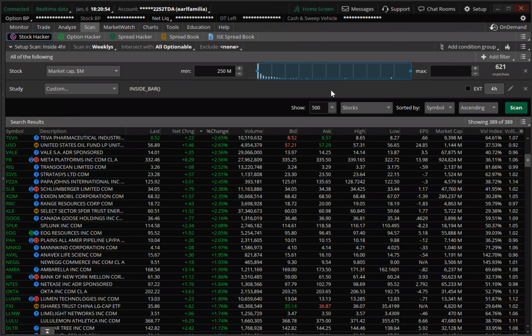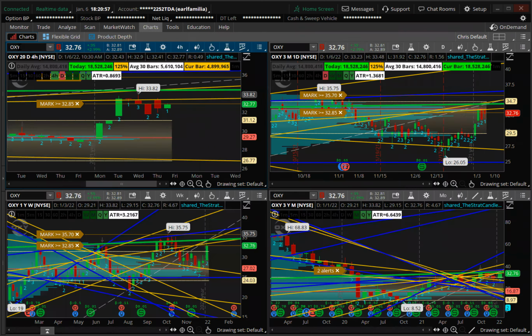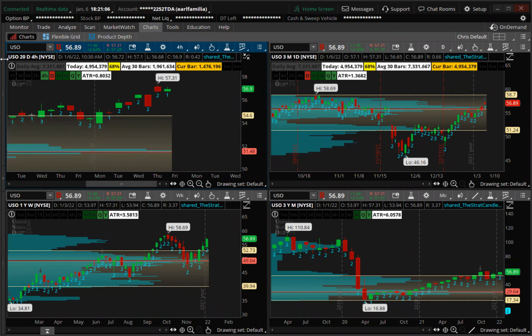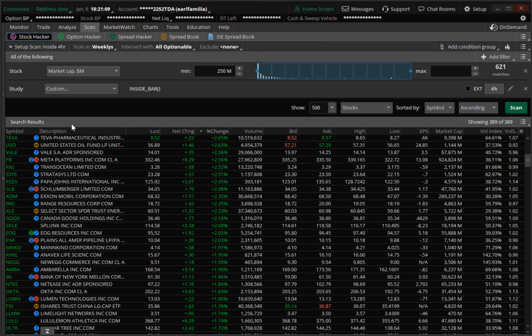All right, so now you got USO and Vail. USO is another oil stock. Just to show you the sectors and how they look, and how the charts all kind of look similar. So yeah, USO looks like the rest of them.